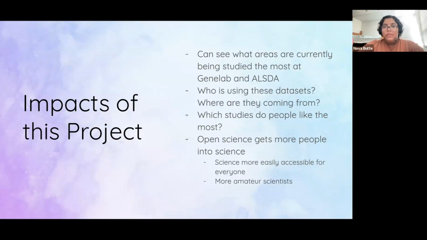We're looking at what GeneLab and ALSDA are primarily working on, what organisms, what primary factors are going into their studies, where their time and money is going. And this project helps us to see the details of these open science datasets so we can figure out the impact. Because open science helps make science more accessible to everyone. So I'm glad that the project I was doing helped improve that, and I'm glad I got to be a part of that.